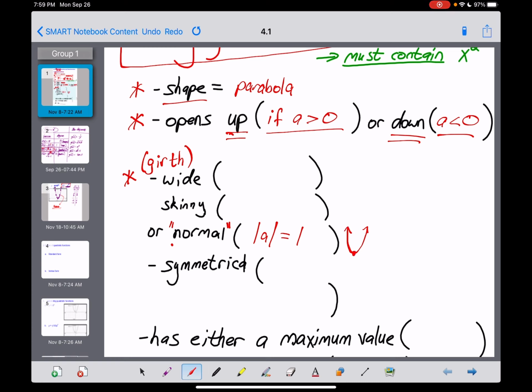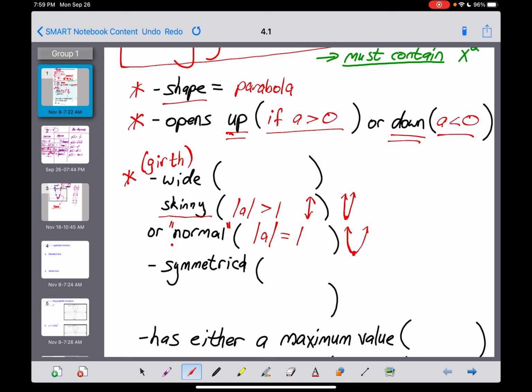Now, the next two things go back to what we talked about in section 2.6 with the transformations of functions. If the absolute value of a for you is greater than 1, meaning if you start this function off with a 2 or a 3 out in front, what that's going to do is it's going to stretch your parabola vertically and it's going to make it taller. And when something gets taller, that gives it the appearance of being skinny. So a skinny parabola might look something like that.